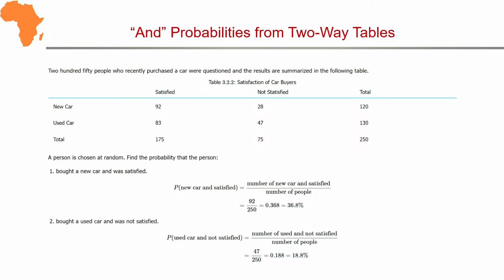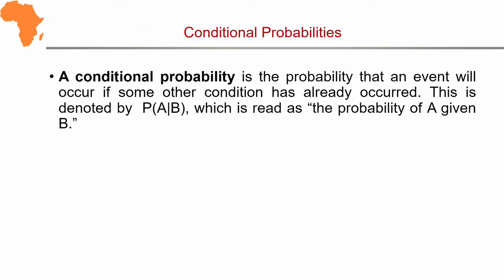You see how we are reasoning from a probability perspective? So these are individual probabilities that we are working on. Then we will combine them. Conditional probability is the probability that an event will occur if some other condition has already occurred.